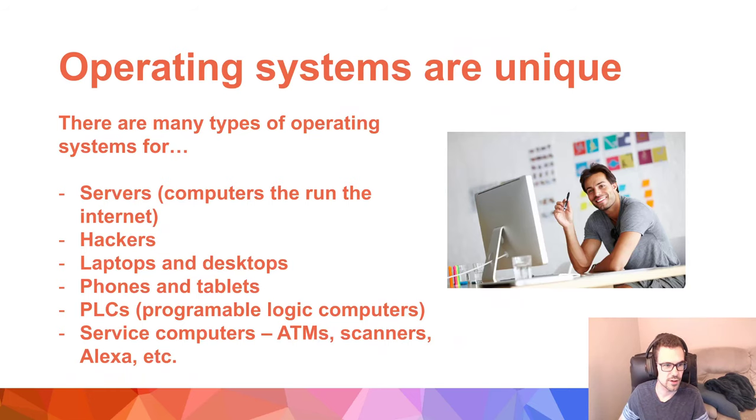There are many types of operating systems in the world, and they're very unique. They each have their own purposes, and each one of these can be used for many different purposes. I'm just giving some overview of what people stereotypically use some of these things for. There are operating systems for servers. Mainly, these are computers that run the internet, or they run personal networks inside of businesses, small businesses, or you can even have a server in your house if you're very high-end, like myself.